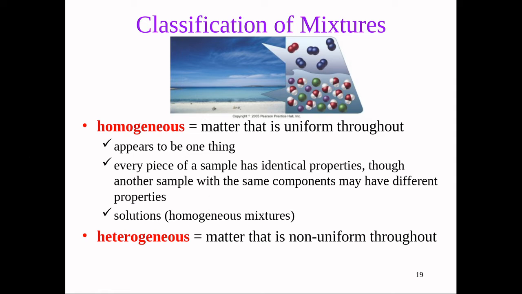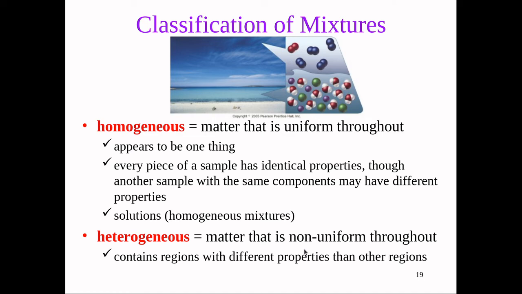The other type of mixture is a heterogeneous one, okay? And this is when the matter is not uniform throughout, okay? The different components of the mixture are concentrated in different regions of the sample. It contains regions with different properties than other regions.